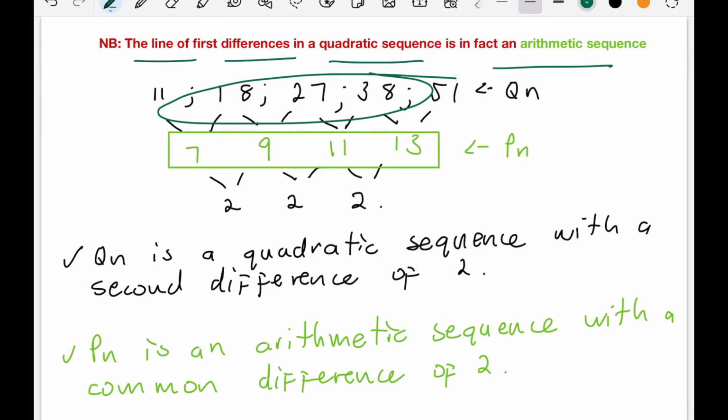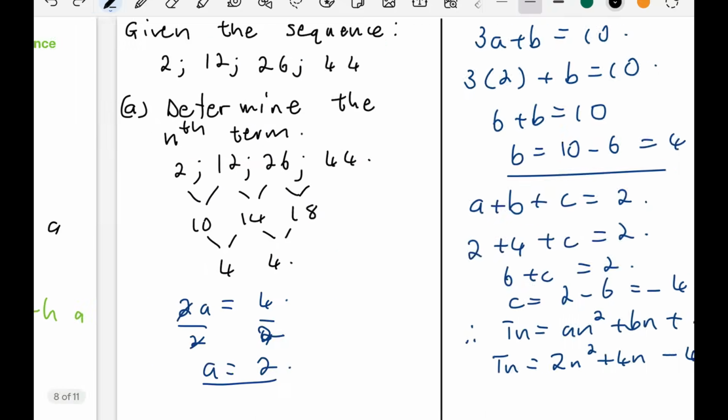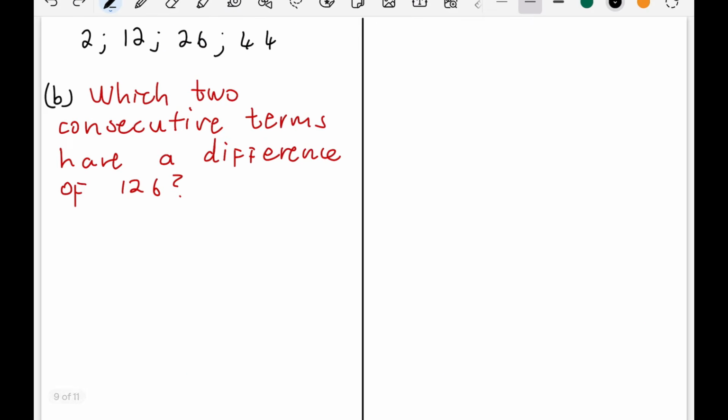If we called this black pattern here Qn, I'd say Qn is a quadratic sequence. Why? It has a second difference of 2. And if we called this middle one here Pn, I'd say Pn is an arithmetic sequence because it has a common difference of 2. Now that said, the question here says, which two consecutive terms in this quadratic pattern have a difference of 126?